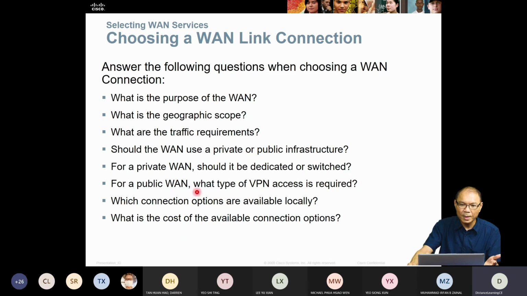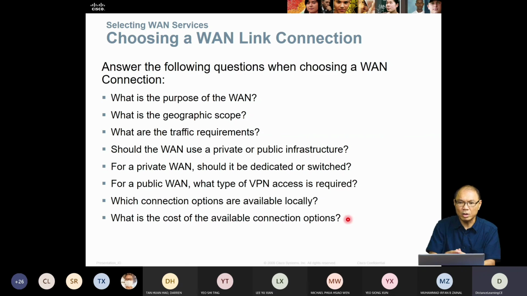Then if you are using a public wide area network, you have to ask yourself, is it necessary for you to encrypt your data? Is it confidential? You don't want people to know what kind of messages or what kind of data you are sending. So you have to check what type of VPN you want to use. Then comes the most important and critical point. If you want to use a public network, ask yourself, is it available in the country that you live in or not? If it is available, then why not? Just use it.